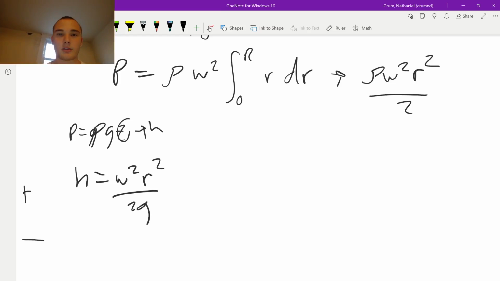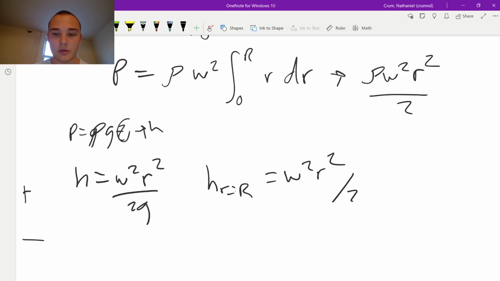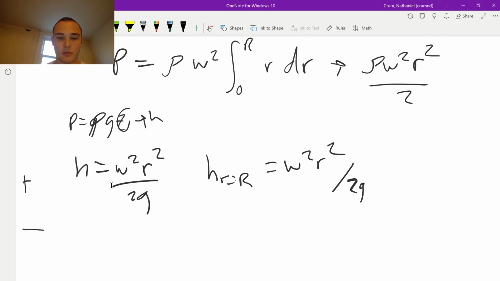And then we can also assume from this h that the specific radius from the dip at some fluid equals the radius of the entire container, and we can say that this is also equal to omega squared R squared over 2g. Okay, so we're going to save this h, and we're going to use that to input into some of our other equations.